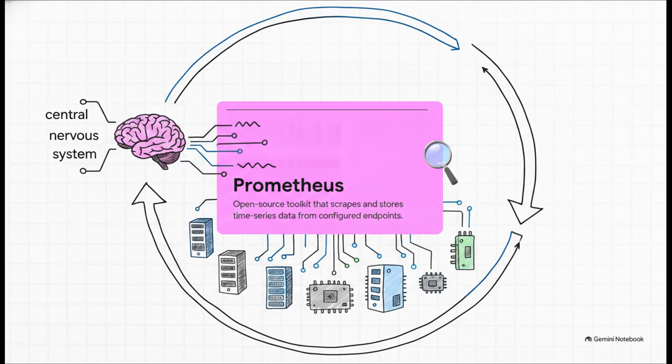Now, to really grasp how this all works, we've got to understand that hub. Prometheus is basically the central nervous system of this whole operation. It's an open-source systems monitoring toolkit, and its main job is to just constantly pull in performance measurements, what we call time series data, from those individual hardware endpoints we just talked about. It acts as the ultimate universal translator for all our mismatched hardware.